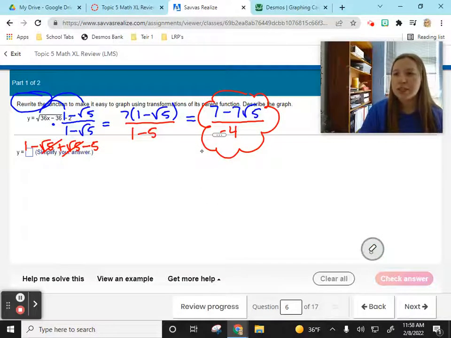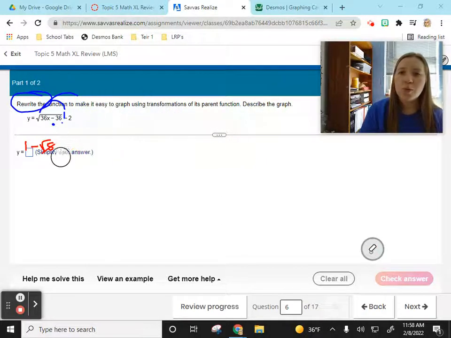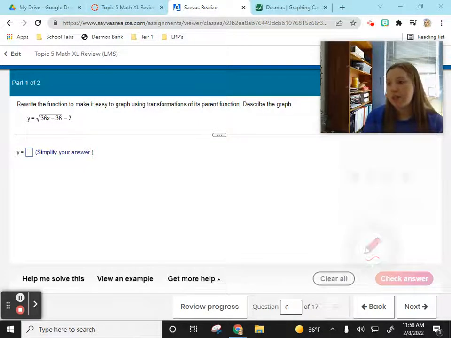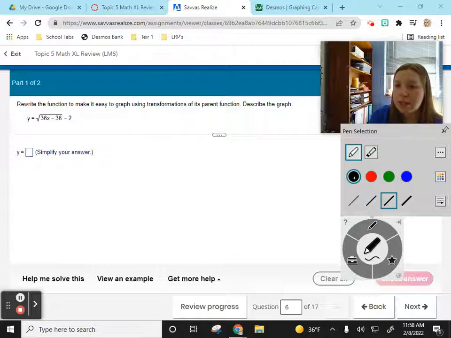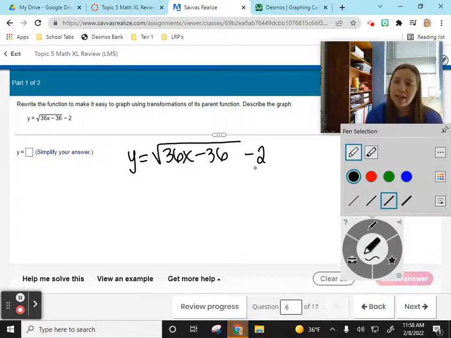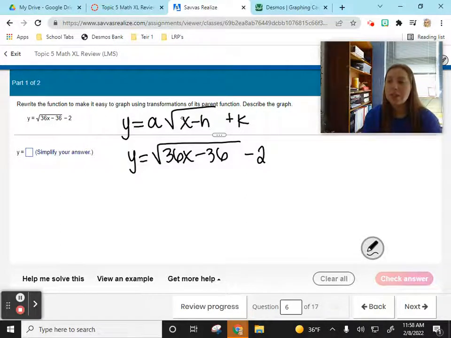Next one are transformations of our radical functions. This is one that has that little bit of an extra step so that we can identify the transformations nicely. So we're given the equation, or at least my equation, is the square root of 36x minus 36, minus 2 on the outside. And we traditionally want to see this written as a times the square root of x minus h, plus k. So the big difference here is that there's no value in front of this x. So we want to somehow find a way to get rid of this 36.